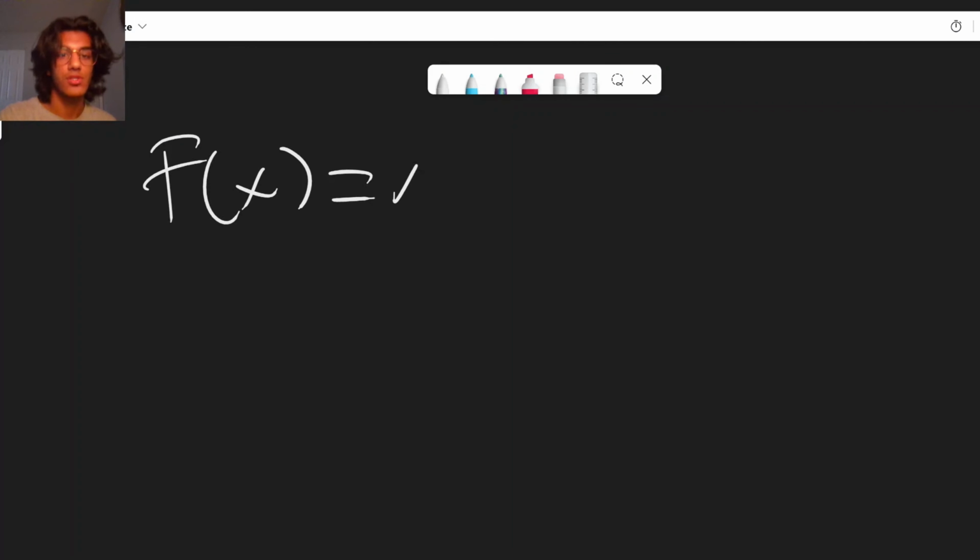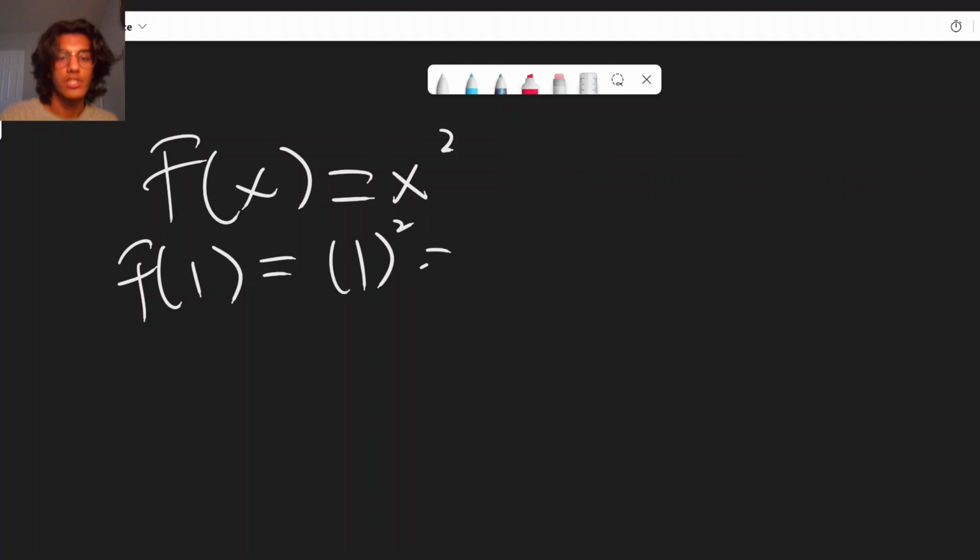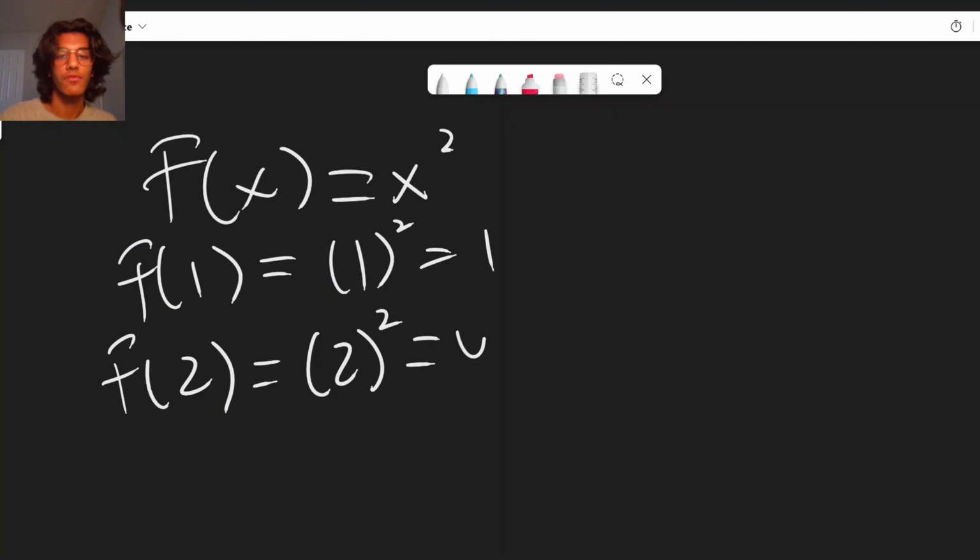The first thing we have to learn about are functions. So what is a function? A function is basically a mathematical relation, or something that you can put an input in and you get an output out of it. So if I have a function, say f of x equals x squared, a basic quadratic function, and if we were to input, say, f of 1, then we'd get 1 squared, which equals 1. Similarly, if I did f of 2 equals 2 squared, we'd get 4.